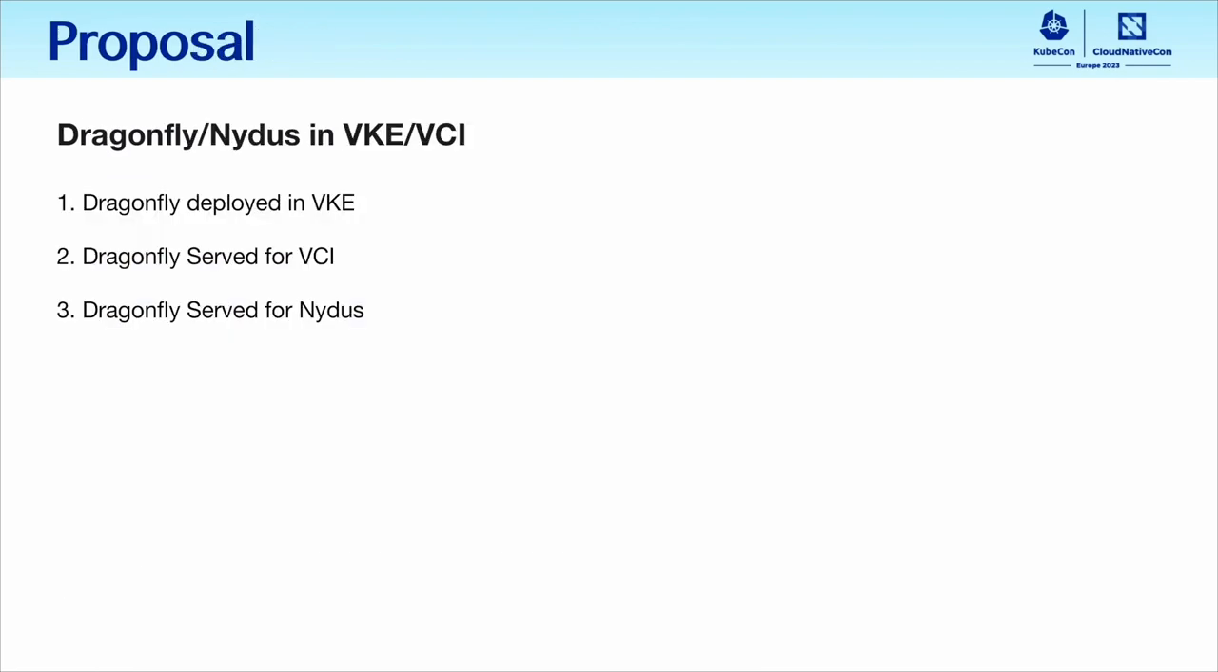How to deploy Dragonfly in Volcano Engine? We need to consider 3 points. How to deploy in VKE, how to serve for VCI, and how to serve for Nydus. In the Volcano Engine, VKE and VCI pull images through CR. The product feature of VKE is Kubernetes nodes deployed in ECS, so it is very suitable to deploy DF daemon on each node, making full use of bandwidth of each node, and then making full use of P2P capabilities.